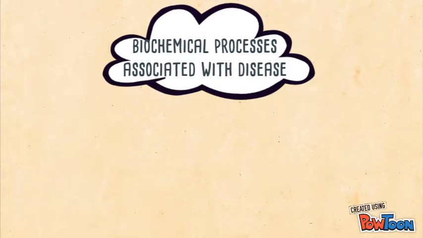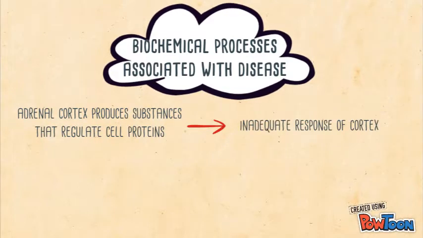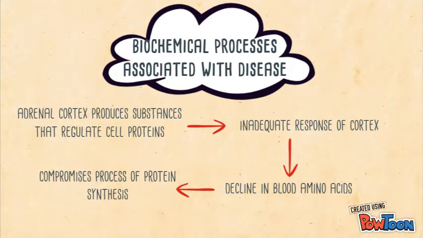The adrenal cortex is a structure located on the surface of the adrenal gland. It produces a variety of substances that assist in the regulation of cell proteins. When a person has Kwashiorkor, the cortex responsiveness becomes ineffective, resulting in a decrease in blood amino acids and compromising the process of protein synthesis.